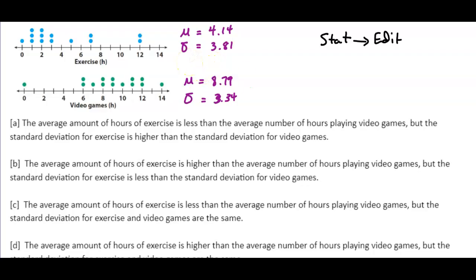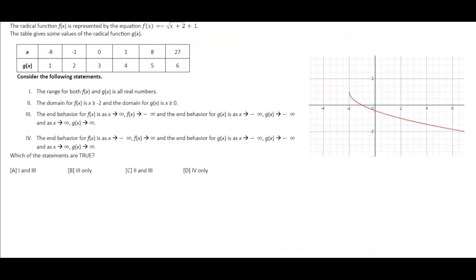And if you look at the statements, it is true that the average amount of hours spent exercising is less than the hours spent playing video games. Exercise was 4.14. Video games was 8.79, but the standard deviation for exercise is higher than the standard deviation for video games, which is also true. All right, last question, guys.